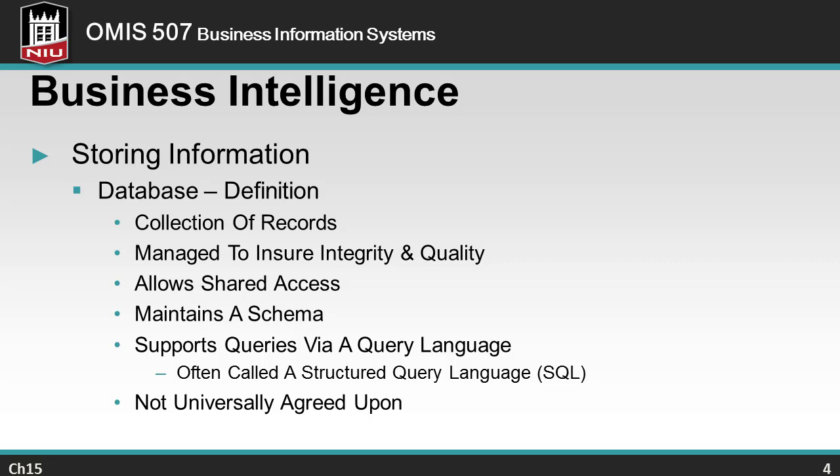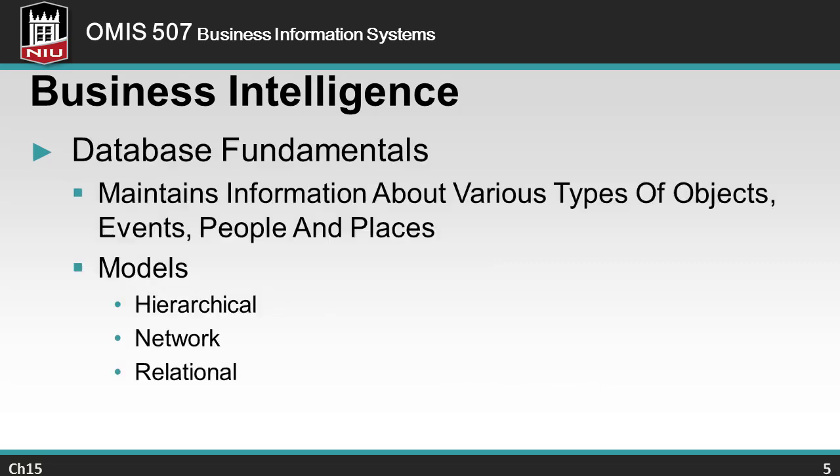The database includes a query language like SQL that enables users to extract data from the database according to complex algorithms. The database holds information about the included objects, events, people, and places. The information is structured into models that are commonly hierarchical, network, or relational.